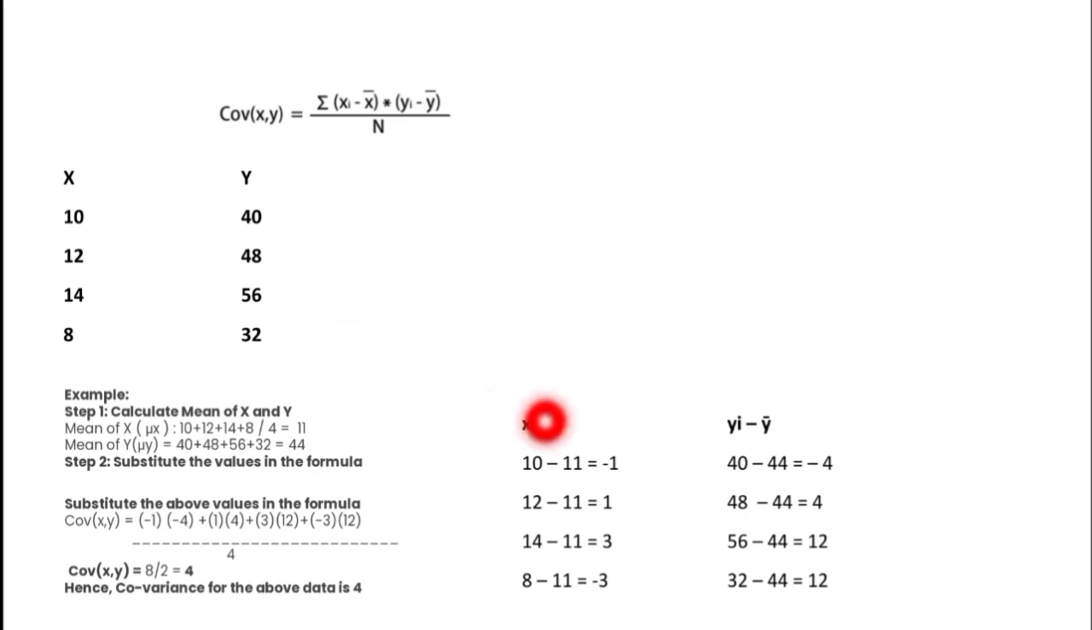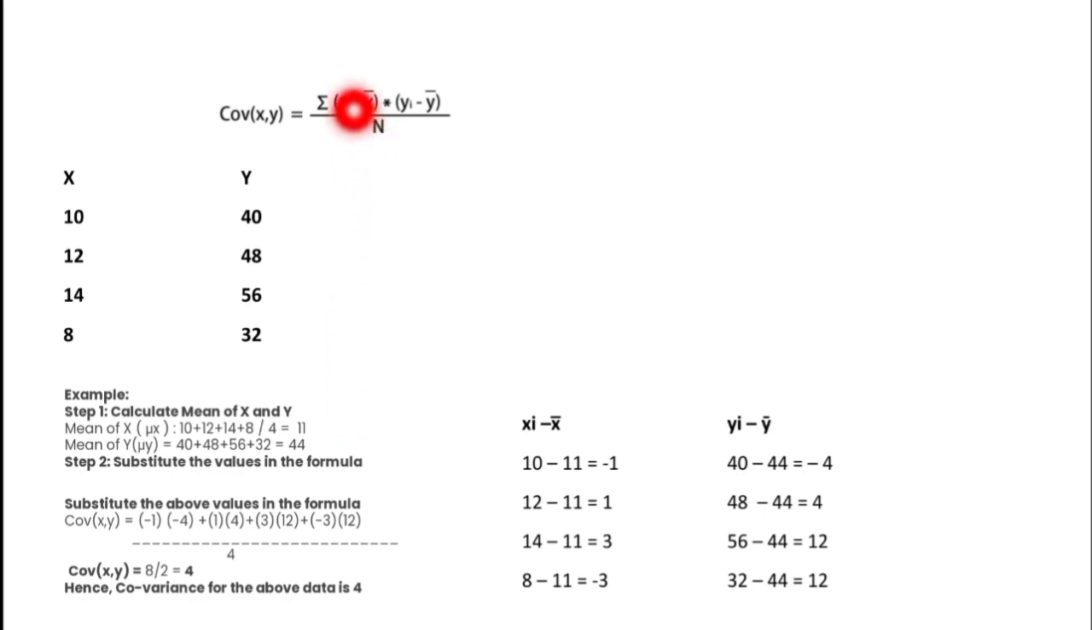You can see here, what is xi minus x bar? What is the first value here? Minus 1 and minus 4. First substitution. Next 1, 4. Next 3, 12. Next minus 3, 12. Getting my point, guys? I'm just substituting the values. It's very simple, you can understand that. Suppose if you have any doubts, please post your doubts in the comment section, right?